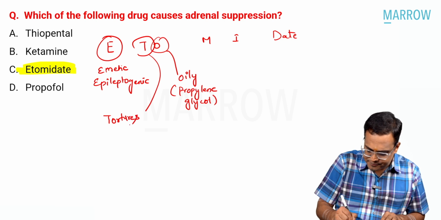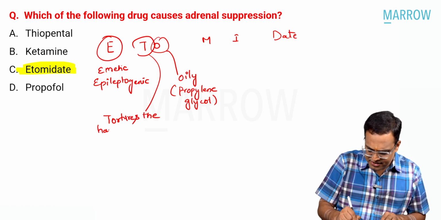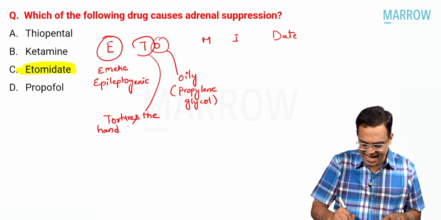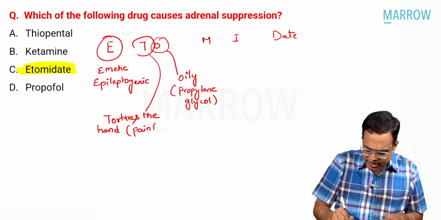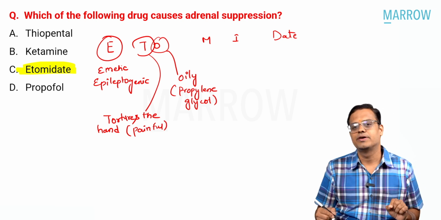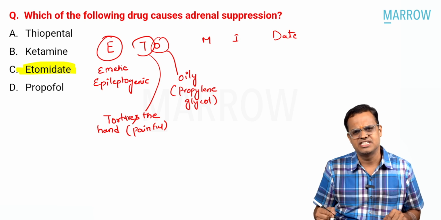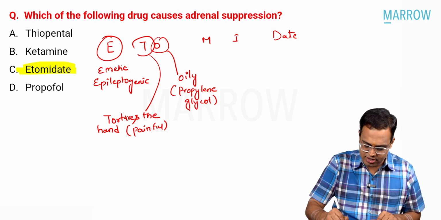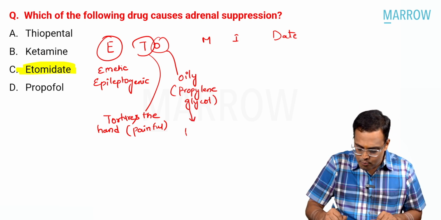What a creativity. Tortures the hand. What a vision. See here, tortures the hand means what? Painful. So any oily preparation is painful. Can you tell me another oily preparation we use in our anesthesia practice which is painful? Yes, you are right. The answer is propofol.